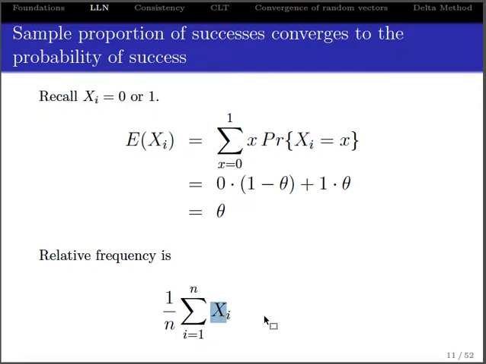add up the x's, but the x's are 1 if it's a success, so the sum of x is just the number of successes divided by the total number of trials, which is the relative frequency of successes, and that's x bar, which by the strong law of large numbers goes almost surely to theta, and that justifies thinking about probability as the relative frequency of some outcome in a large number of independent trials.